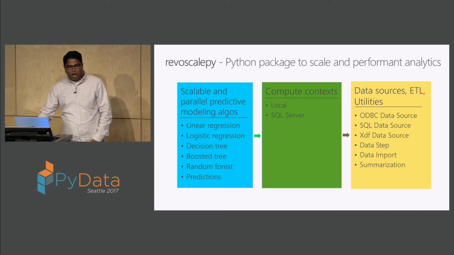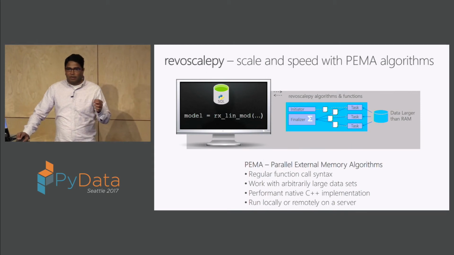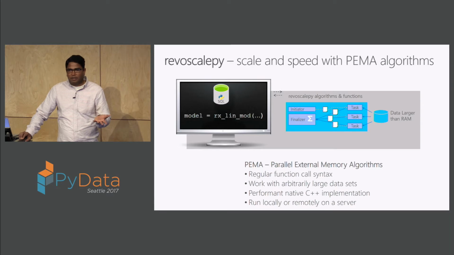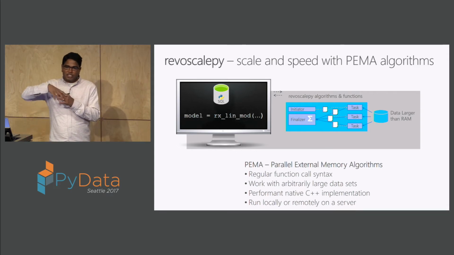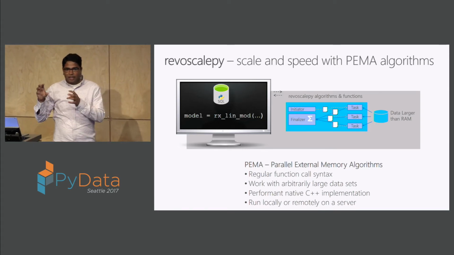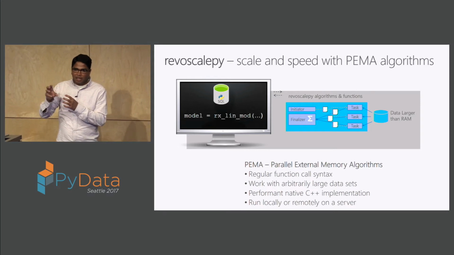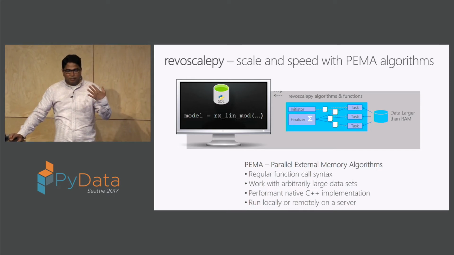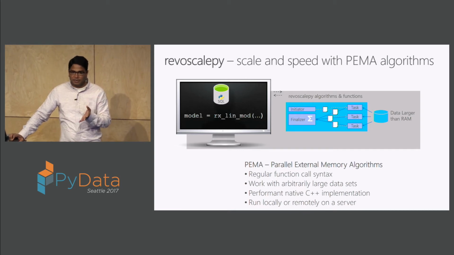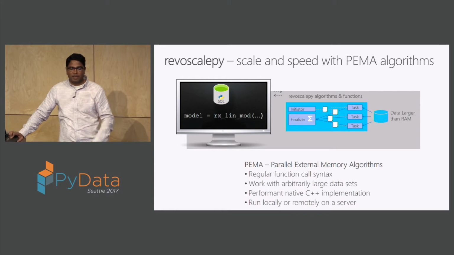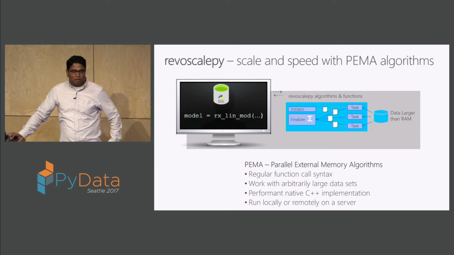So how this works is, calling a RevoScalePy function is very similar to calling other regular Python analytic functions. But internally, there is an initiator component which takes care of distributing the job across multiple tasks, and each task gets chunks of data from disk loaded into memory. Because of that, you can work with arbitrarily large data sets. You are not bound to data sets that fit in your memory. And the entire thing is written in performant C++ code, so that's how you get additional performance advantages.